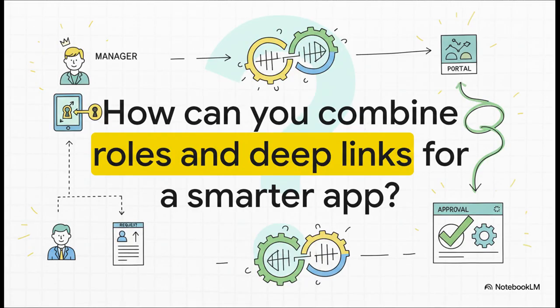And that brings us to our final thought. You see, we've looked at these two strategies, roles and deep linking, kind of separately. But the real power, the next level, comes when you combine them. Just imagine a deep link that takes a manager, and only a manager, directly to an approval screen for their direct reports' request. So the question I'll leave you with is this. How could you combine these techniques to build the ultimate context-aware experience in your next app?